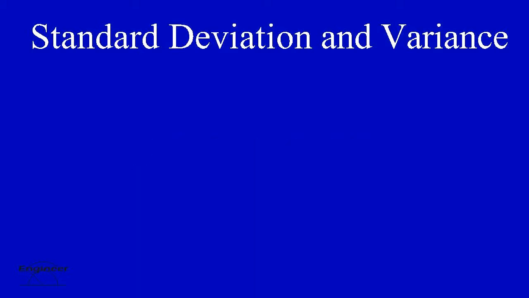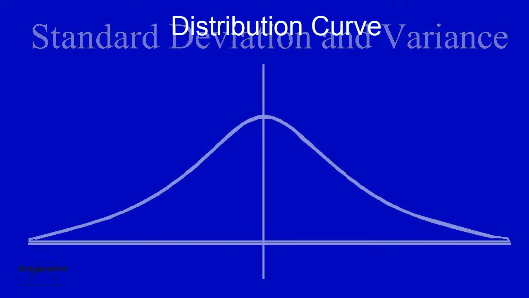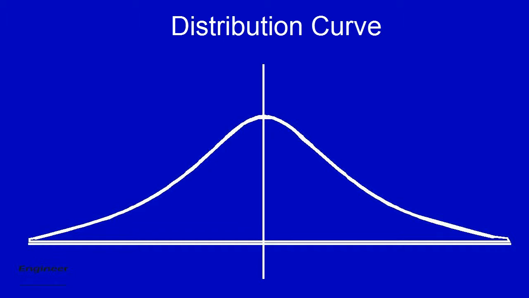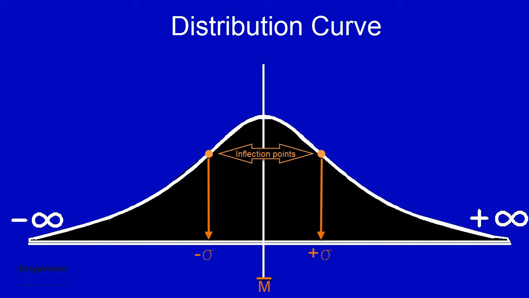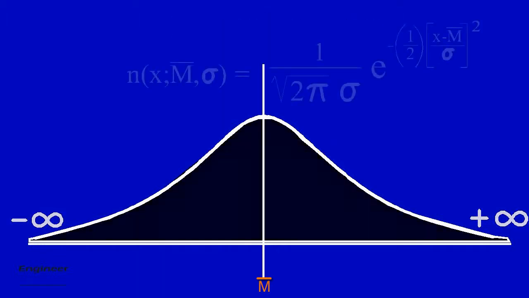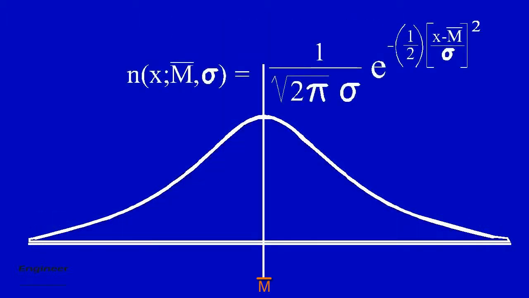These values are utilized when graphing a normal distribution or bell curve. Here is a normal distribution curve. You can see the maximum is when x is equal to the mean. It is symmetric about the mean, and the inflection points are at plus and minus the standard deviation. The curve asymptotically approaches the x-axis, and the area under the curve is equal to 1. Shown here is the equation for a normal distribution curve.